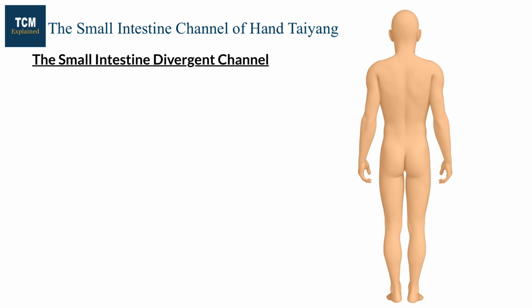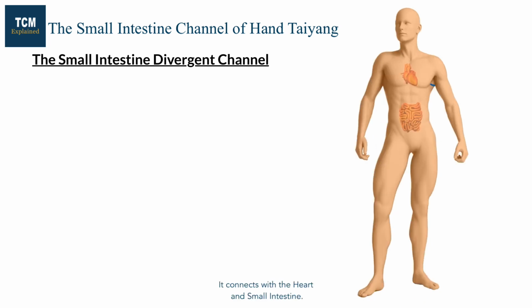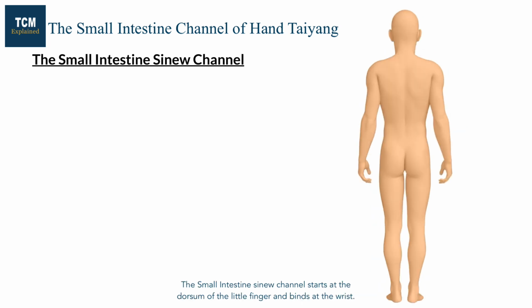The small intestine divergent channel comes out at the shoulder and enters the axilla. It connects with the heart and small intestine. The small intestine sinew channel starts at the dorsum of the little finger and binds at the wrist. It goes up the ulnar side of the forearm and binds at the medial condyle of the humerus. It goes up the arm and binds at the axilla.